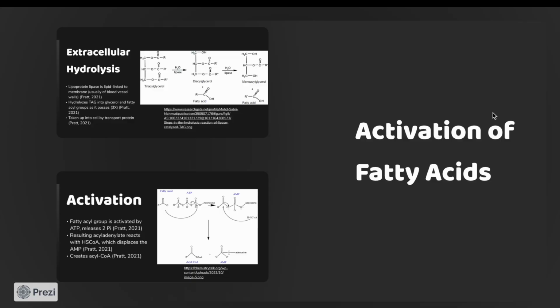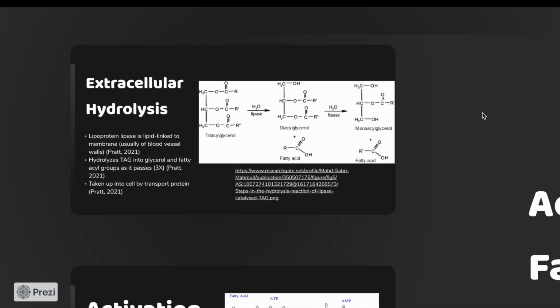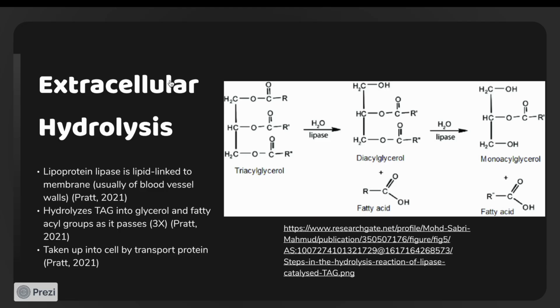Okay, so the next transporter that I want to talk about is how fatty acids come from out of the cell, then into the mitochondria. And that starts with activation. And that whole process starts with extracellular hydrolysis. So there's this enzyme that's on the surface of your cells. It's called lipoprotein lipase. It's a lipid linked to your membrane, and it's usually in the walls of blood vessels.